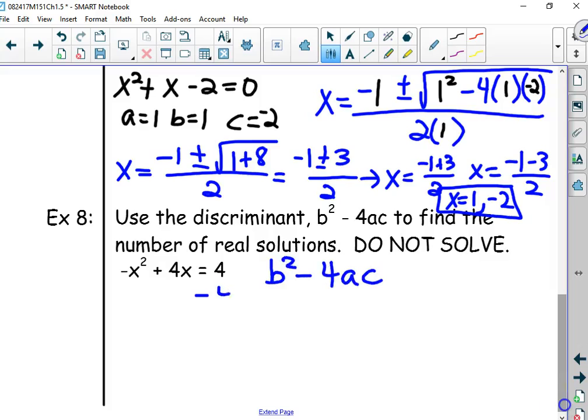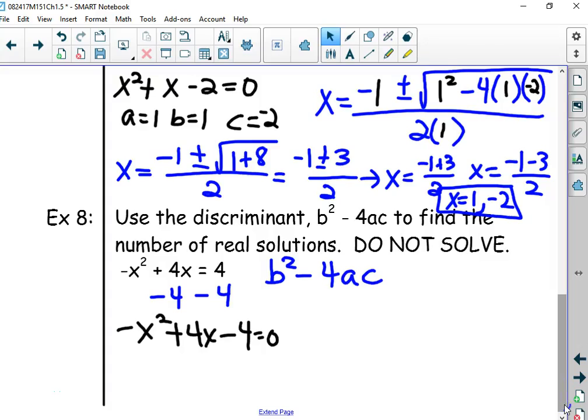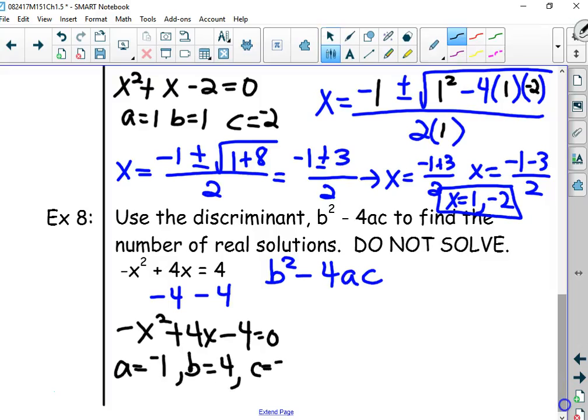I guess I got to get this in standard form. And the nice thing is I do not care that the multiplier of x squared is negative. I do need a 0 on one side or I'll have errors. So, a equals negative 1. B equals 4, C equals negative 4.